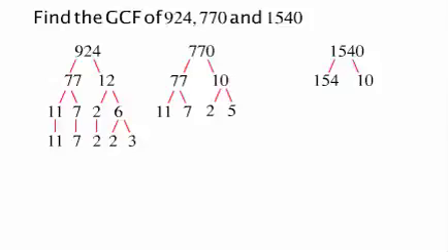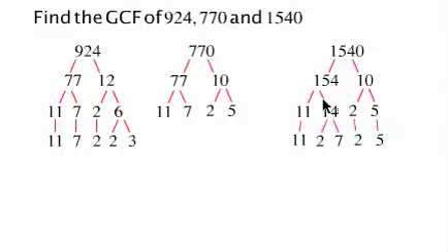So I'm going to rewrite that as 11 times 14, and the 10 is 2 times 5. 14 is just 2 times 7. Everything else is prime. So I bring down the 2 times 7, bring down the 11, bring down the 2, bring down the 5. So these are your prime factor trees.